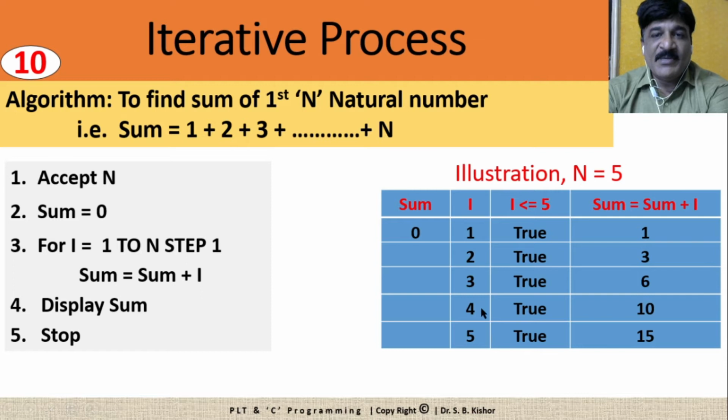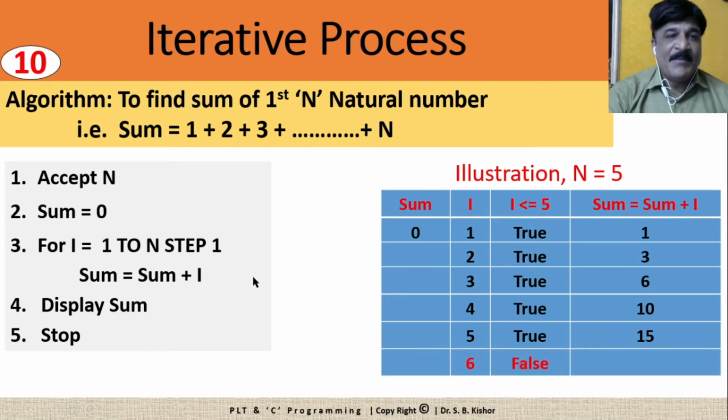Finally, the value of I will become 5. 5 is less than 5? No, it's equal. So condition is still true. So previous sum, that is 10. 10 plus 5, that is 15. Then finally, the value of I becomes 6. 6 is less than 5? No, condition false. So control will be transferred to the next statement. So in this case, we are displaying the value of sum. So that is 15. So sum of first 5 natural numbers is 15. So depending upon the value of n, you will get a result.